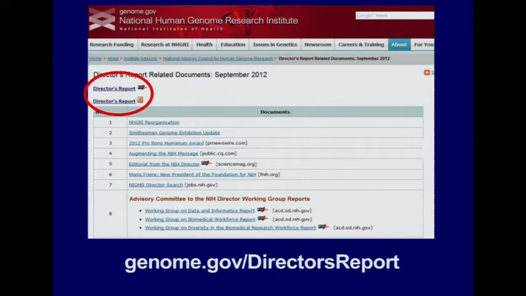Now, for slides that are associated with specific documents or relevant websites, there's a document number indicated in the bottom right, which then references materials which you can then access at the website shown here. And so in addition to the video archive that I mentioned earlier, this web page and all the linked documents will be archived on NHGRI's website, genome.gov, as a permanent historic resource.